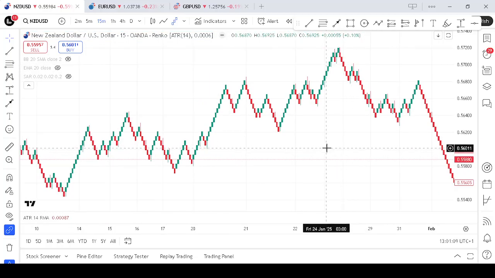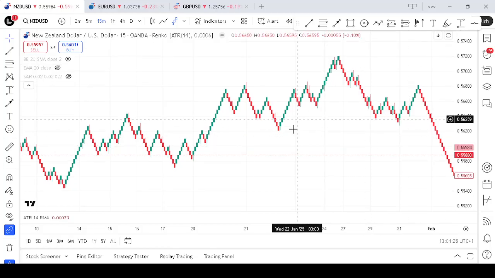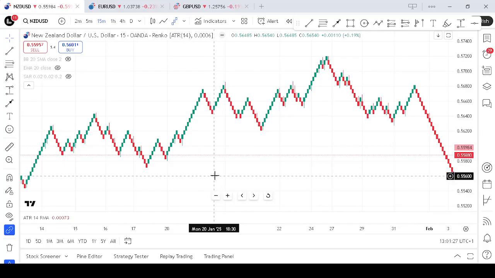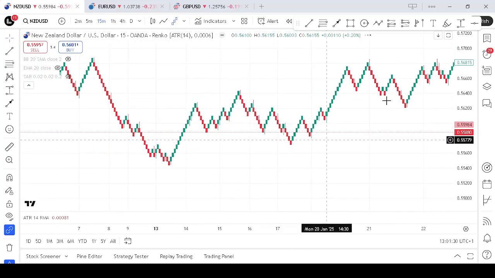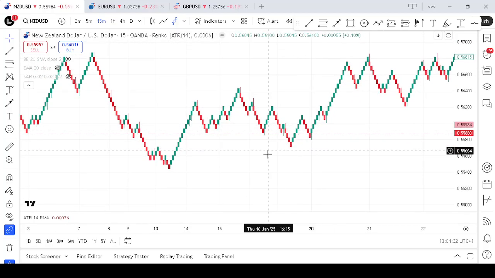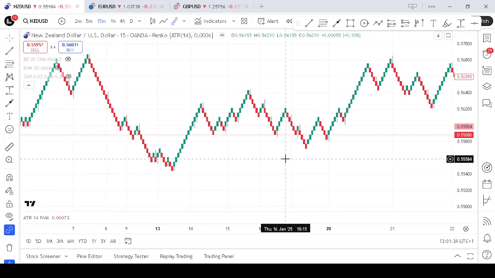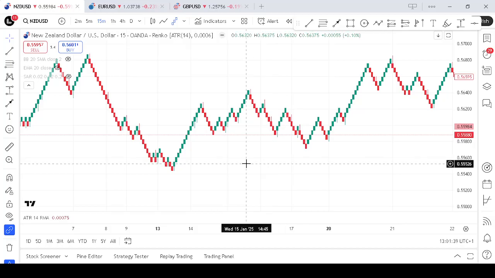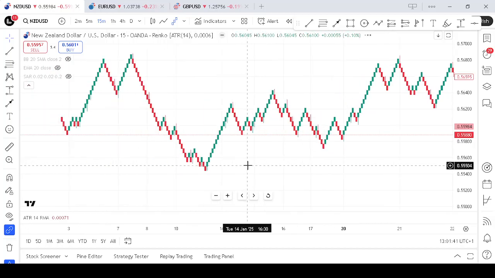One of the main advantages of the Renko chart is the ability to filter out market noise. By focusing solely on price movement of a specific size, this chart eliminates small and insignificant price changes that can often distract traders from the overall trend. This clarity can be particularly useful when identifying breakout points and trend reversals.